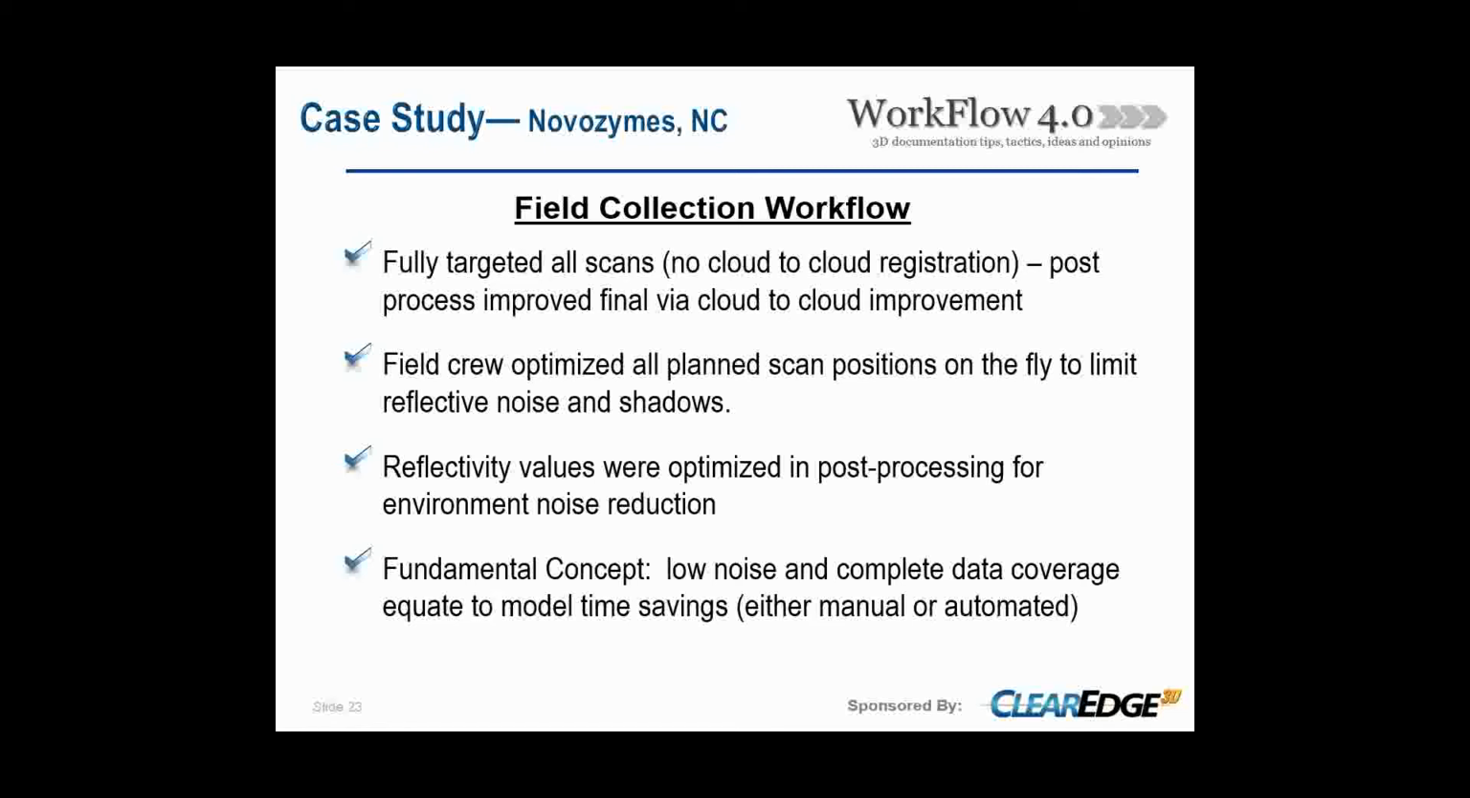The fundamental concept for us is that low noise, complete data leads to very fast modeling. That's where you save your time. Now, if the modeling is going to be automated, if the primary geometry is automated, it helps as well. I mean, that's sort of a core fundamental. The less time we have to spend determining ambiguity in the model, the faster that model is going to get out, whether it's our primary workflow or our new workflow.